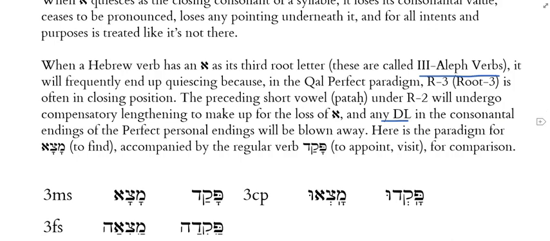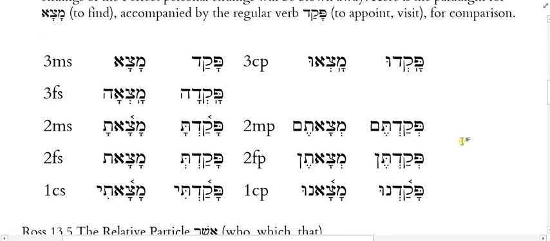So let's take a look at the paradigm for matzah, to find. And I've also put next to this the Qal perfect of pakad so that you can compare. All right, so let's just start with pakad for a moment. We have two syllables here for the Qal perfect 3ms, pakad. And notice that root 3 here is closing this syllable, pakad.